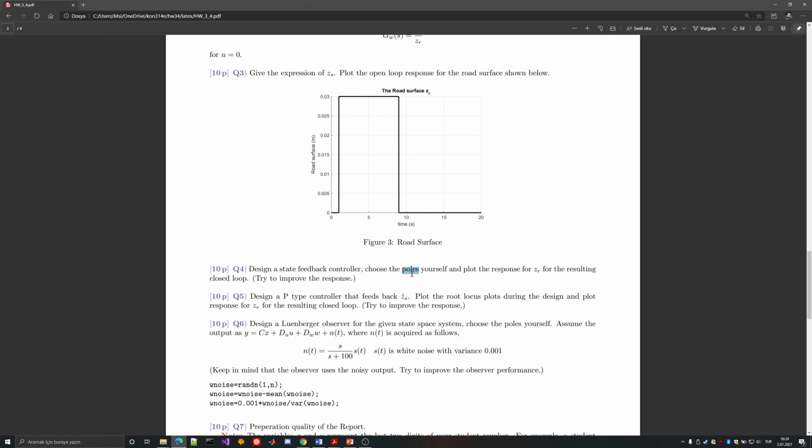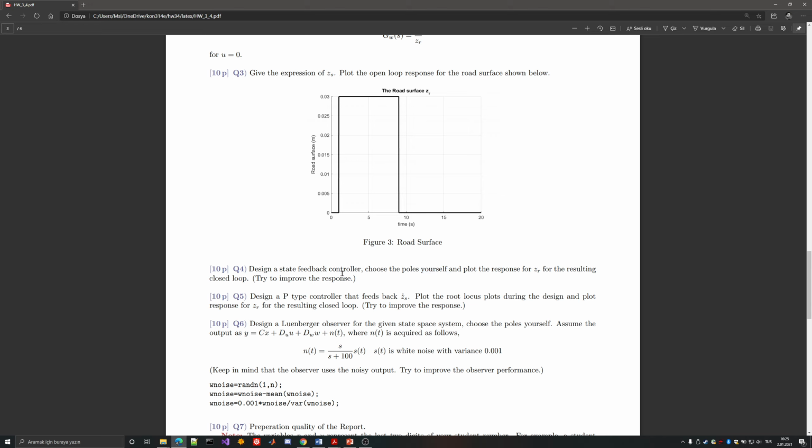But as a suggestion, just take them any value and then try to write a code or try to design your designing process. Once you're done, once you can see a closed loop, then try to guess the poles, try to improve them, try to improve the closed loop here.